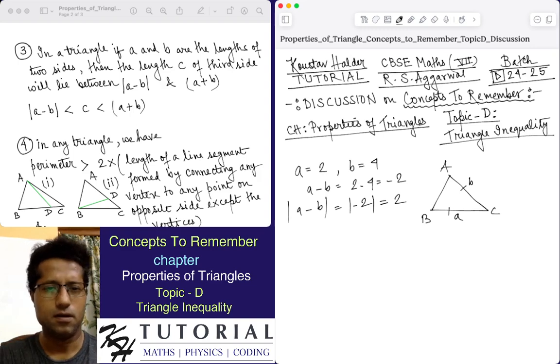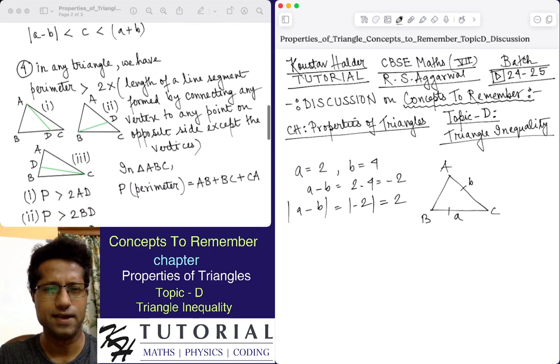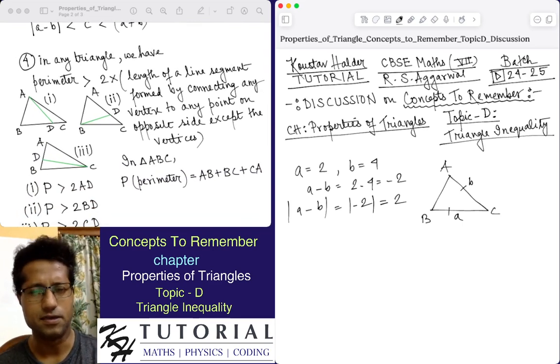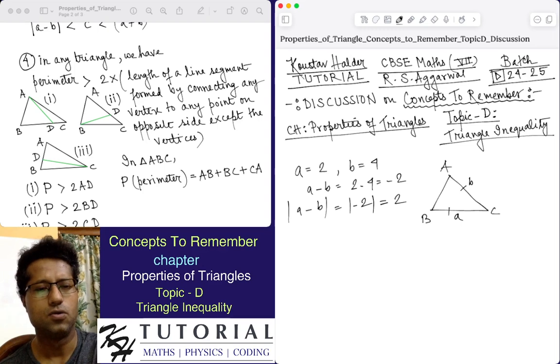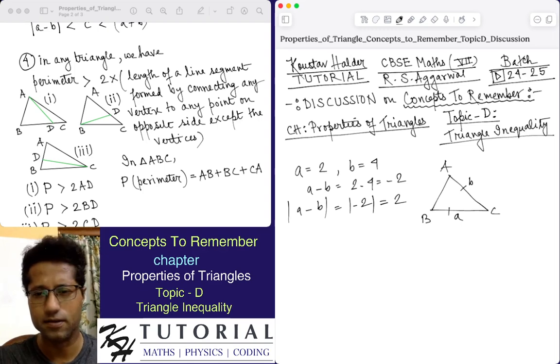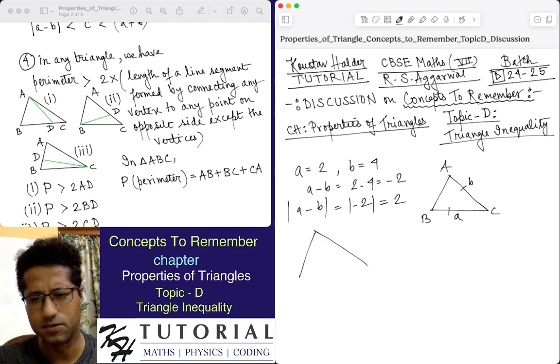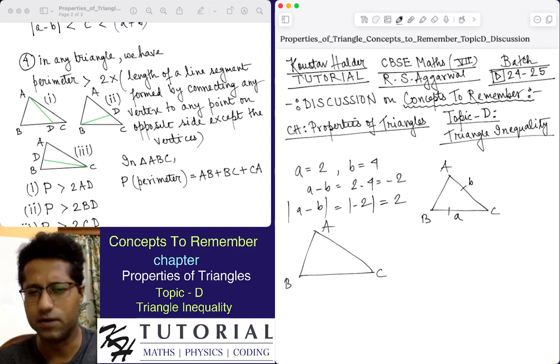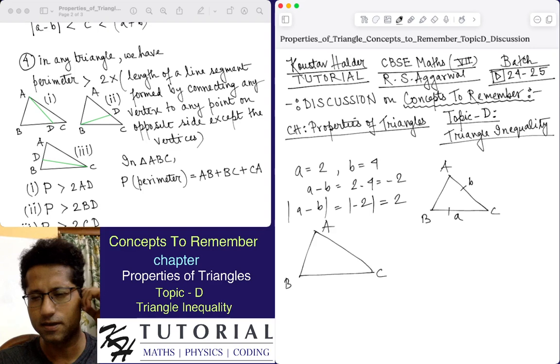Okay. Now point number 4 says that in any triangle, let's say a triangle ABC, if we create a line segment from any vertex, let's say A, which will intersect the opposite side BC, or alternatively you can think of it like this.